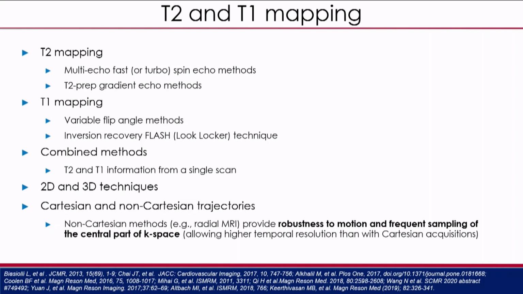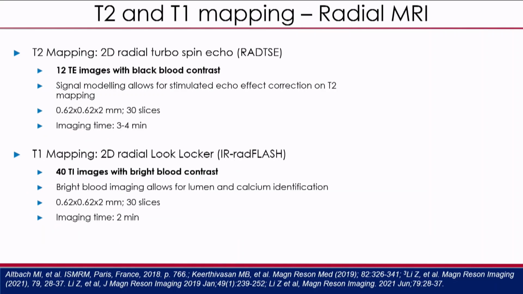These things have been developed for 2D and 3D, and also Cartesian and non-Cartesian. And the non-Cartesian methods, you heard before, like radial MRI will provide robustness to motion, but I think more importantly, with radial you frequently sample the central part of k-space, which allows high temporal resolution compared to Cartesian scanning.